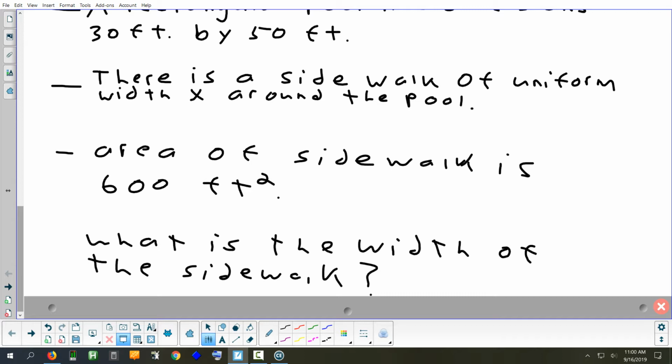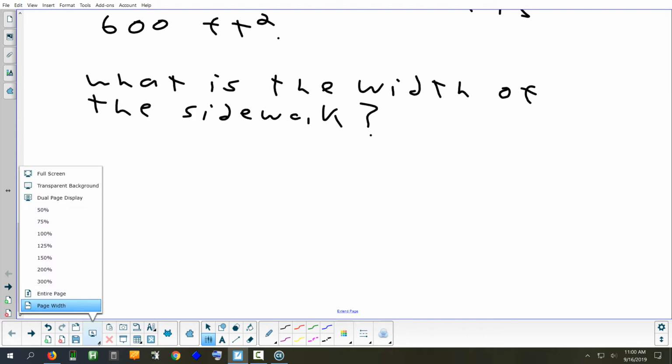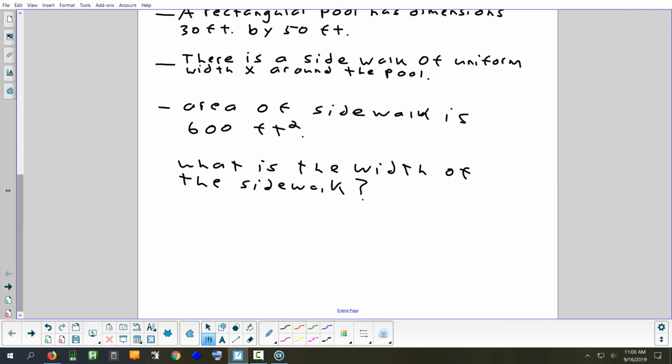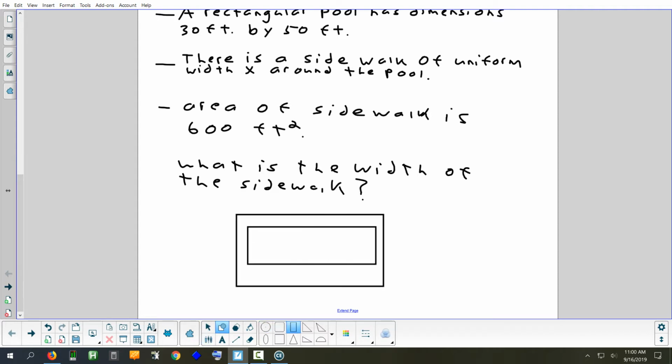So I'm going to start with a swimming pool, and then I'll put a sidewalk around it. So I'll try to keep that on the screen too. So here is the swimming pool, sidewalk around it. It's supposed to look like it's uniform width all the way around. It's close enough.